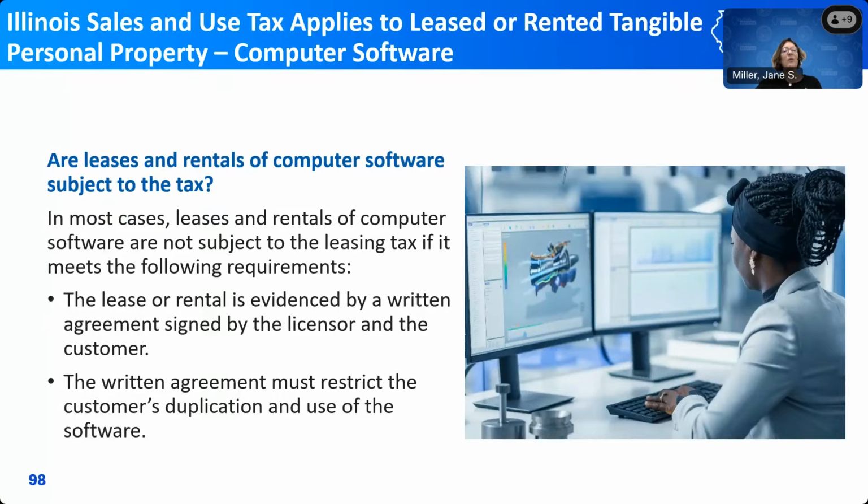And are leases and rentals of computer software subject to the tax? In most cases, leases and rentals of computer software are not subject to the leasing tax if it meets all of the following requirements. The lease or rental is evidenced by a written agreement signed by the licensor and the customer. The written agreement must restrict the customer's duplication and use of the software.